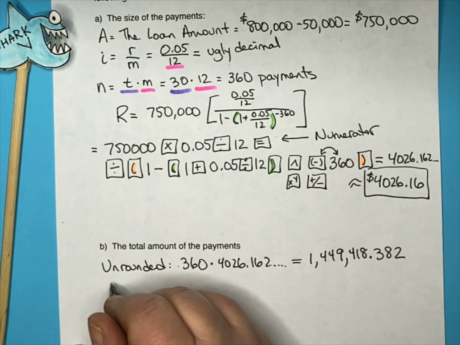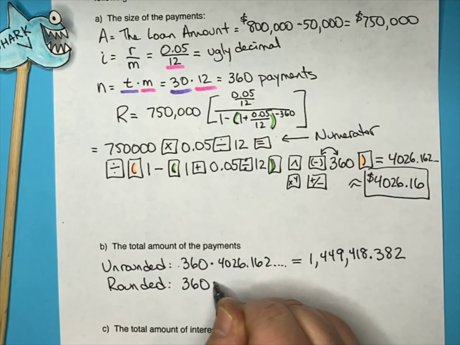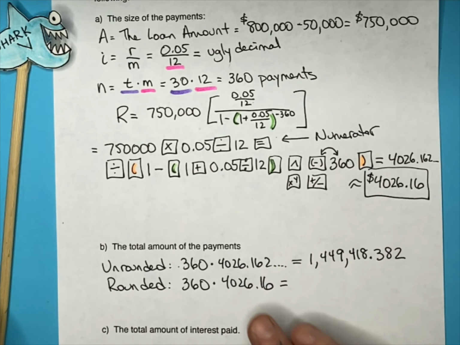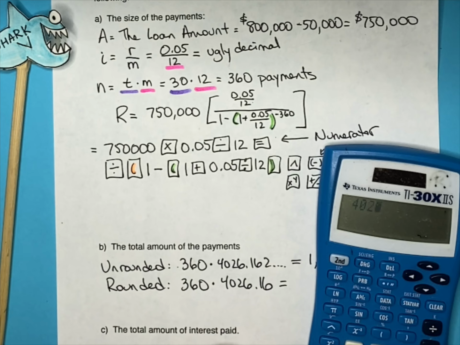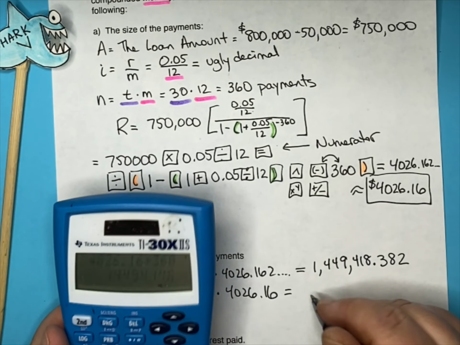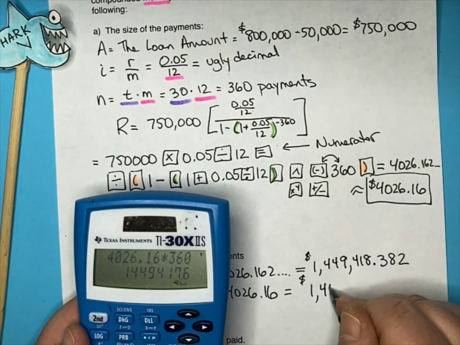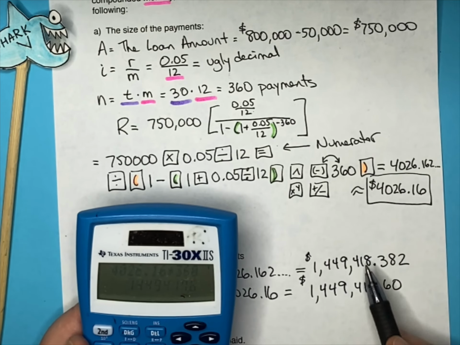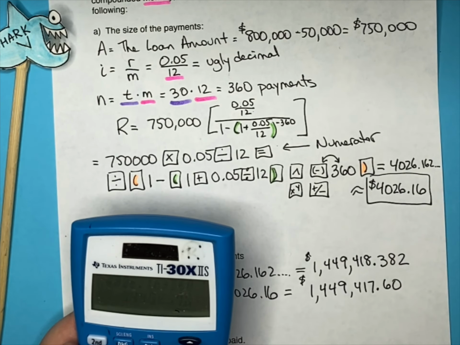If you want to, though, we could look at a rounded version. The rounded version would be 360 times 4026.16. So you could look at the actual payments, and that would be slightly different. 4026.16 times 360 equals $1,449,417.60. And you can see it's slightly off because of that 0.2 cents over at the end.